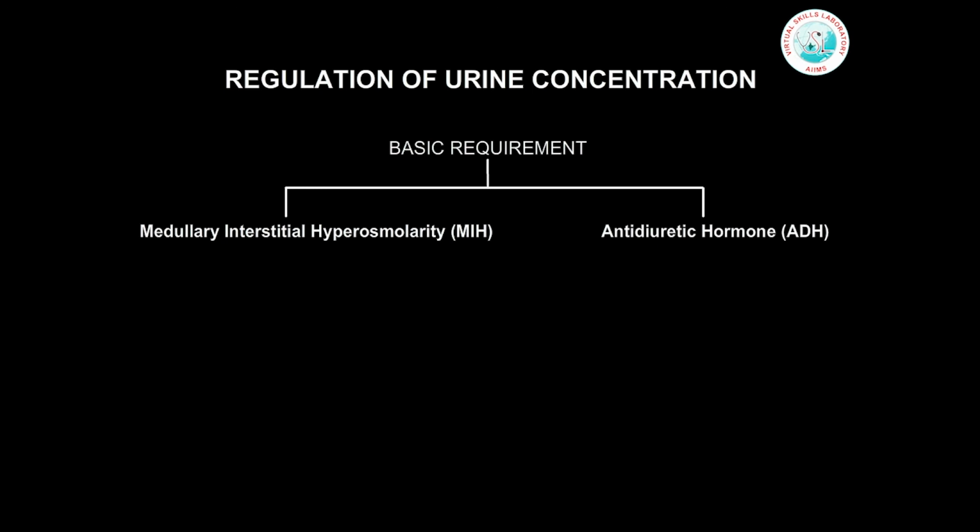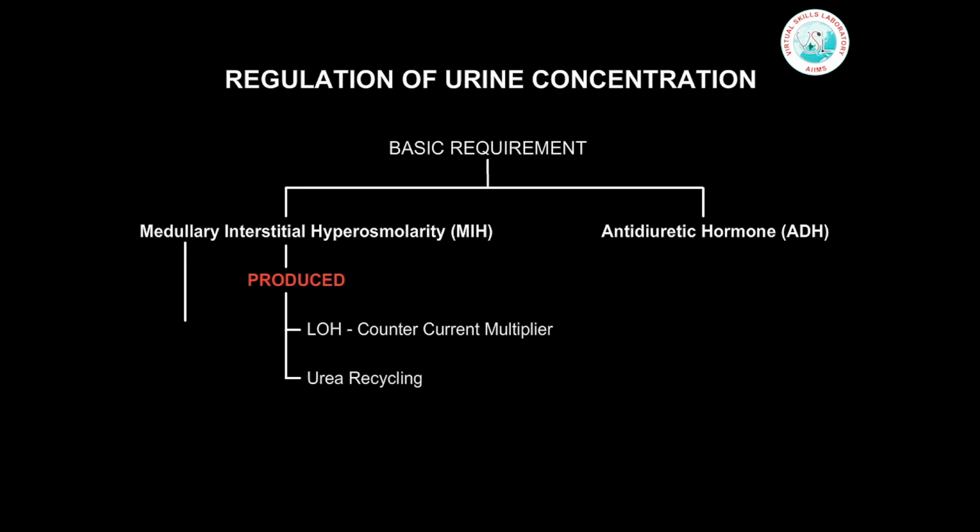The medullary interstitial hyperosmolarity is produced by the loop of Henle acting as counter-current multiplier, and secondly by urea recycling, and is maintained by the vasa recta acting as counter-current exchangers. The long loops of Henle of the juxtamedullary nephrons control urine concentration by acting as counter-current multipliers. How does it happen?